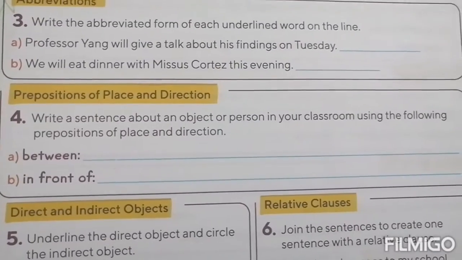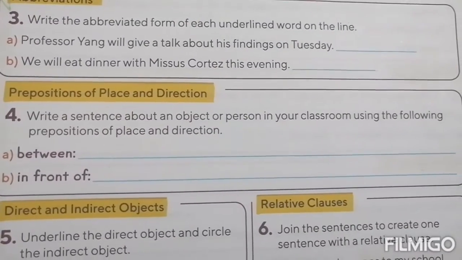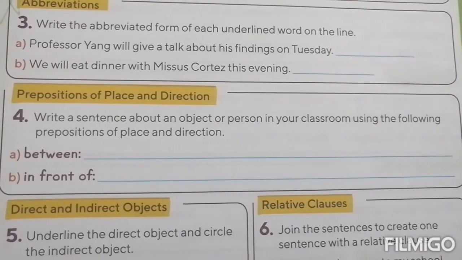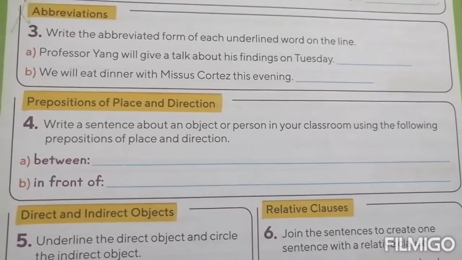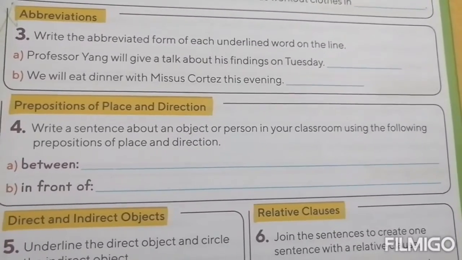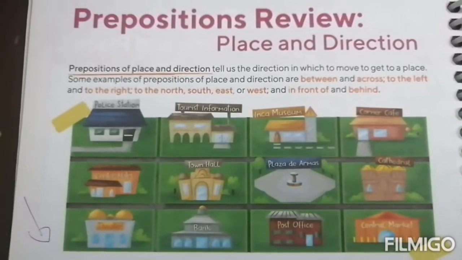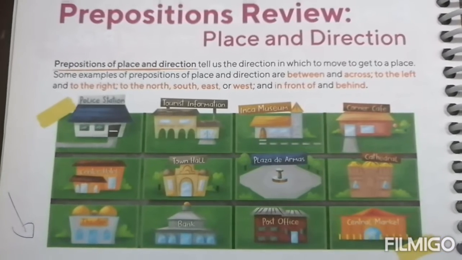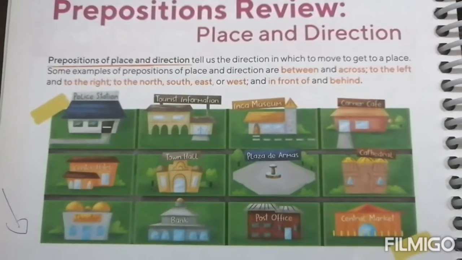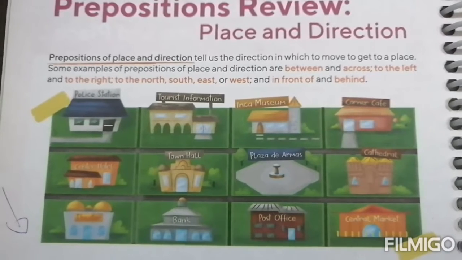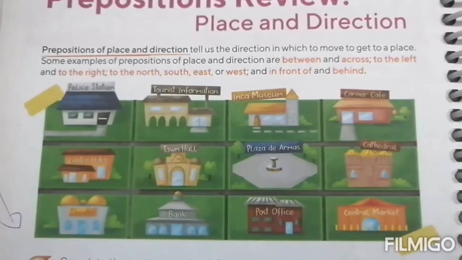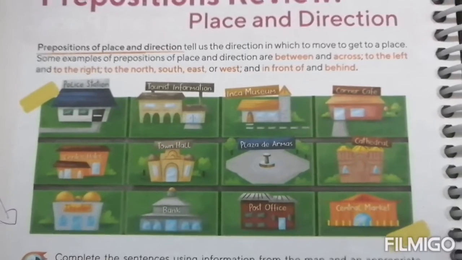Exercise 4. Write a sentence about an object or person in your classroom using the following prepositions of place and direction. In this case, please do it of a person or object in your house. On page number 86, we can see the prepositions of place and directions. They are between and across, to the left and to the right, to the north, south, east, west, and in front of and behind.